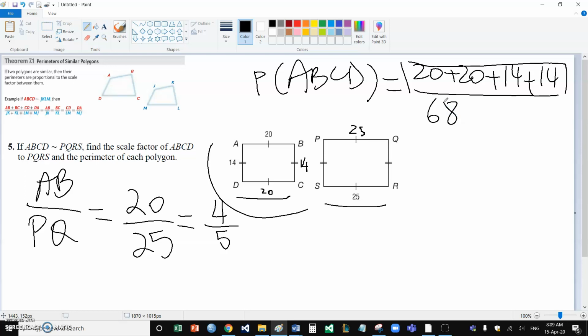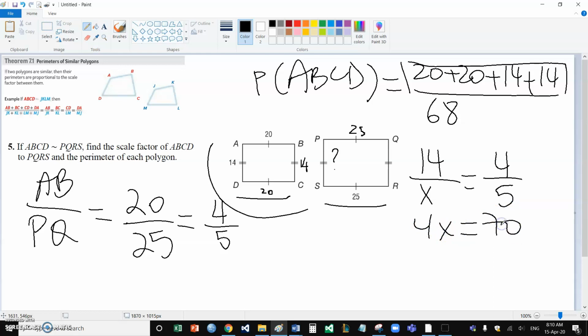We only have one side. To get this side, you need to use the scale factor. So we can say, for example, that 14 over x equals the scale factor, 4 over 5. Okay, so 4x equals 70. x equals 70 over 4, which is 17.5. Okay, so this is 17.5.